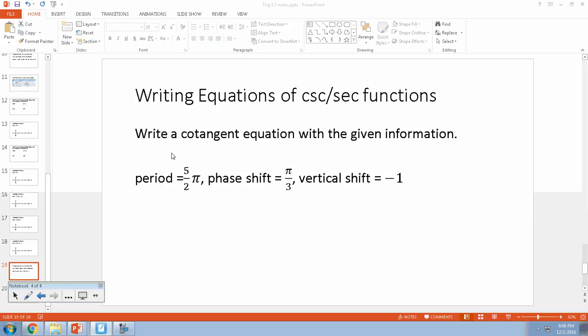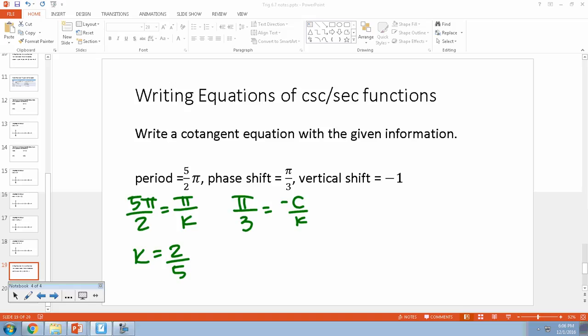So period is 5 pi over 2. So 5 pi over 2 is equal to pi over k. When you solve this, you cross multiply, you're going to get that k equals 2/5. You can use that then for your phase shift. Your phase shift is equal to negative c over k, which is my 2/5. So I'll go ahead and just plug that right on in.